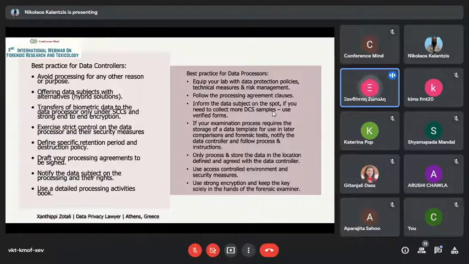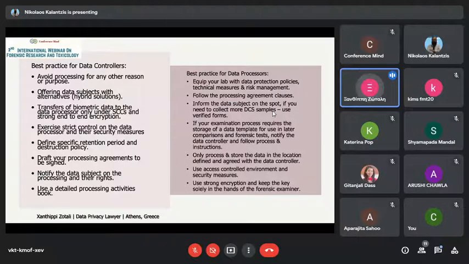And of course, if the examination process requires storage of templates for using later comparisons in the process, there should be a specific process laid down and agreed with the data controller and is to be followed at all times. And of course, only process and store the data in the location defined in the agreement and have a controlled environment and security measures. And of course, use strong encryptions and follow the encryption instructions of the data controller.